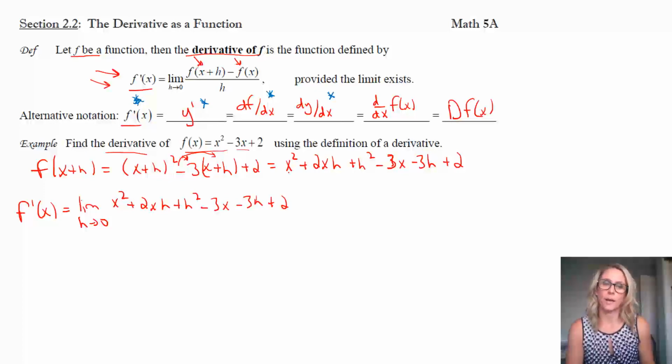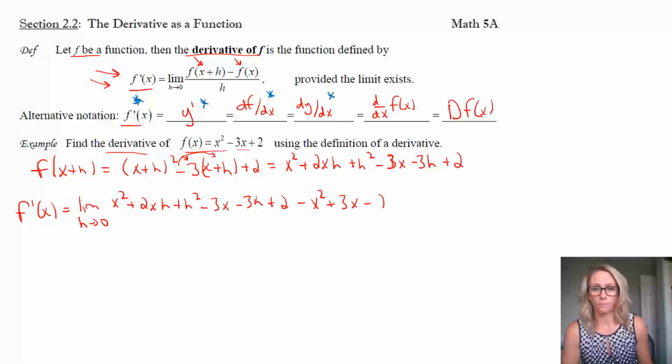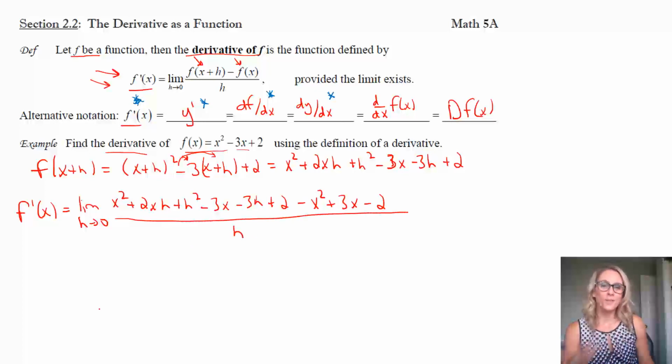Now I need to subtract f of x. So now I'm going to subtract that quadratic. Understand that subtracting that quadratic just means changing the sign of every sign that we have in the quadratic. So I'm going to subtract x squared. I'm going to subtract a minus 3x. And I'm going to subtract 2, a positive 2. And I'm going to put that over h. So this is what happens when you use the limit definition of a derivative.